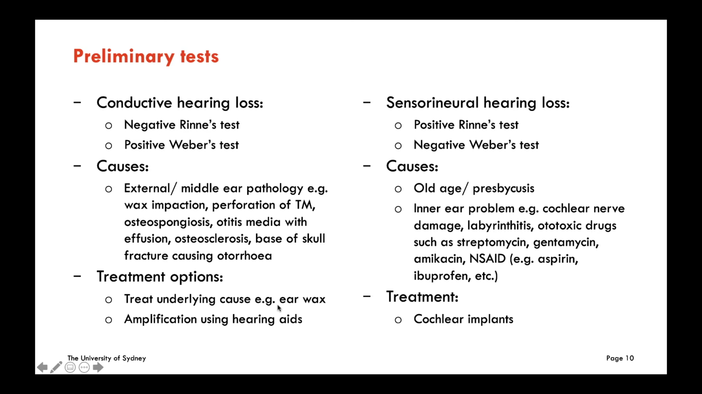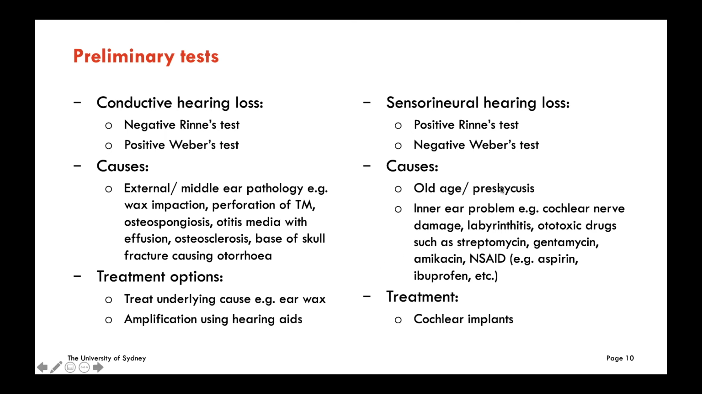We can also use hearing aids for amplification of sound. In sensorineural hearing loss, usually the Weber's test is lateralized towards the better cochlea, and there's reduced hearing on the side with sensorineural hearing loss.